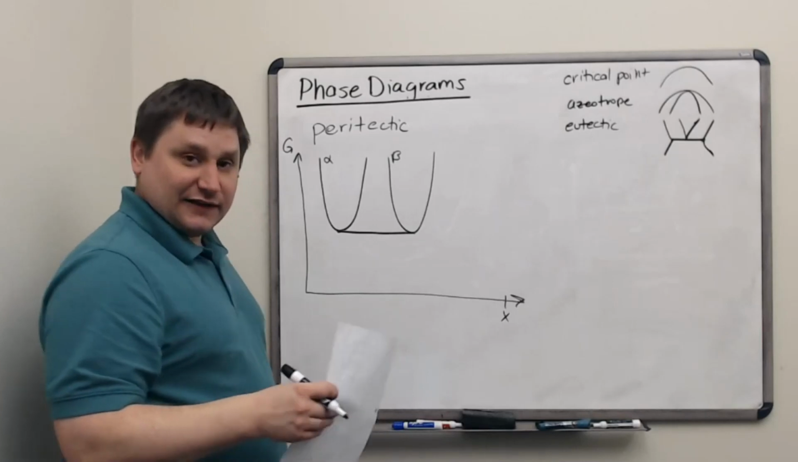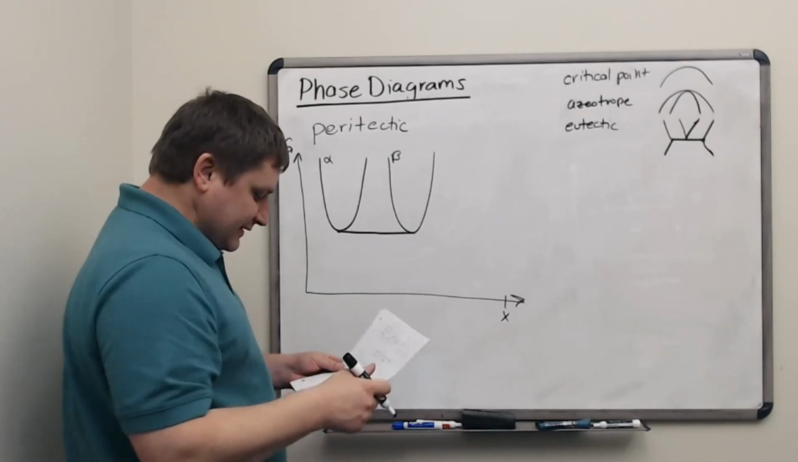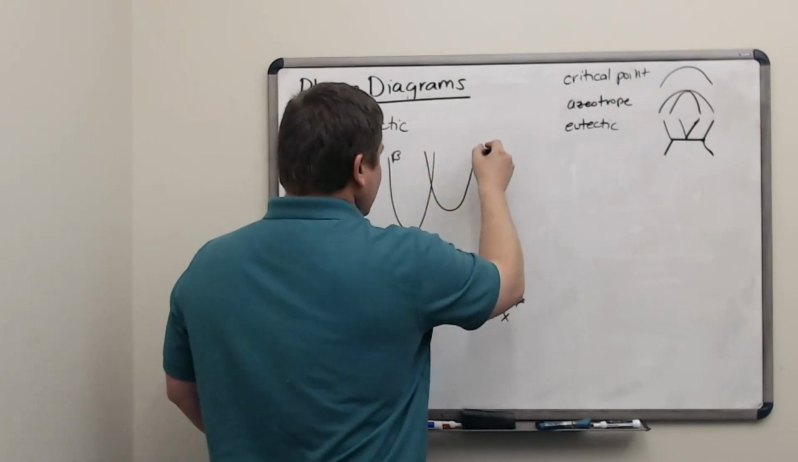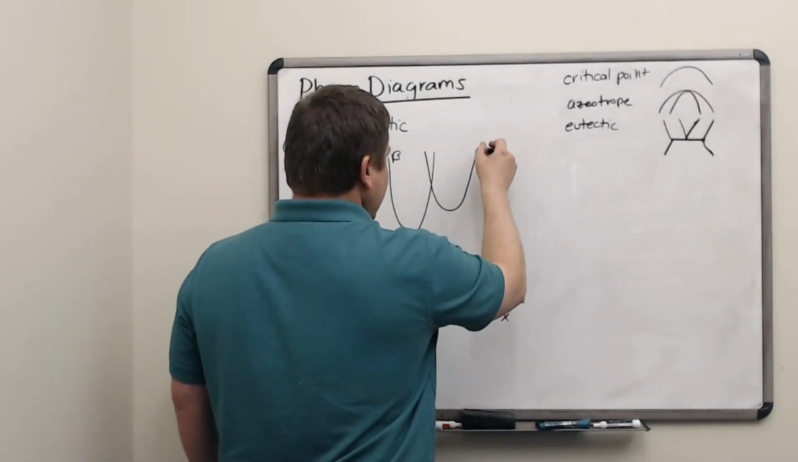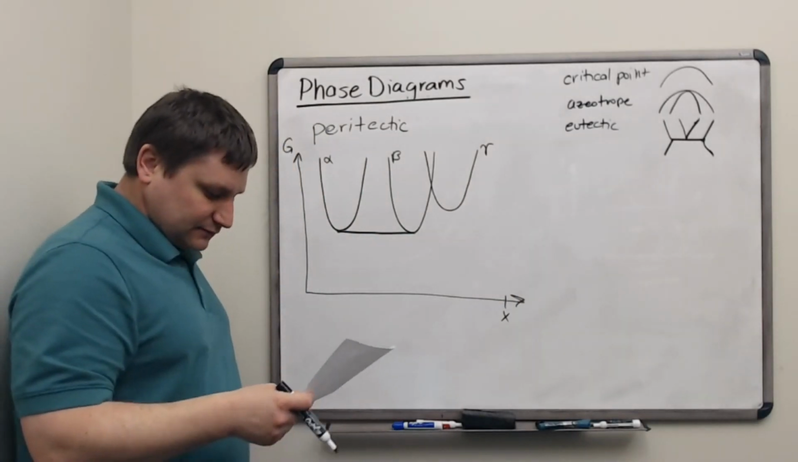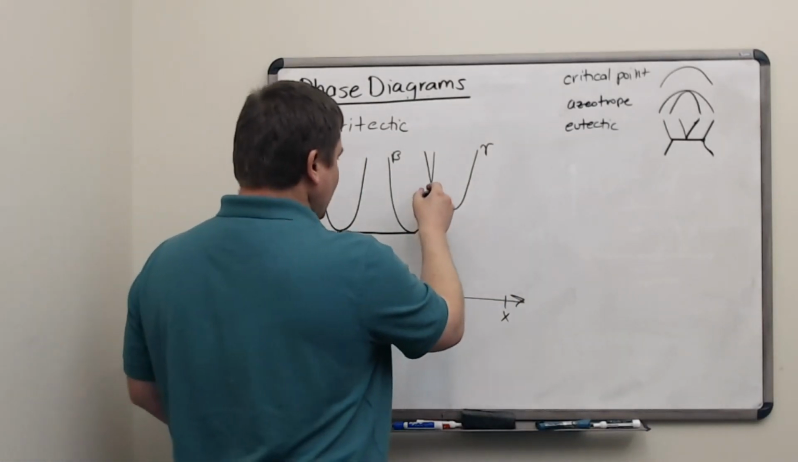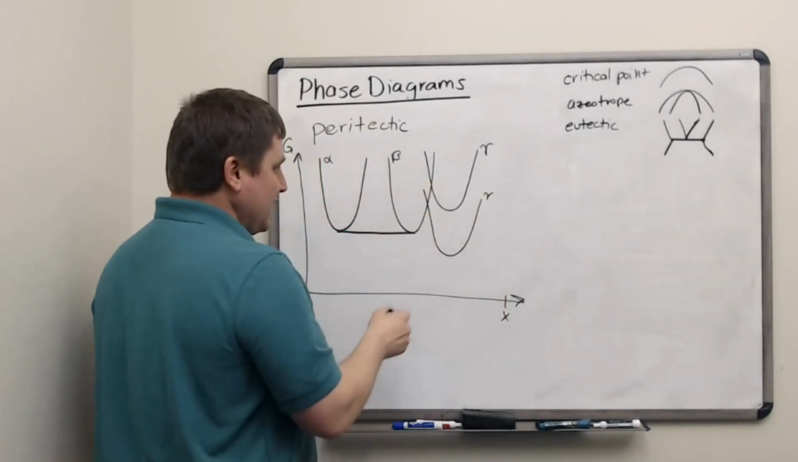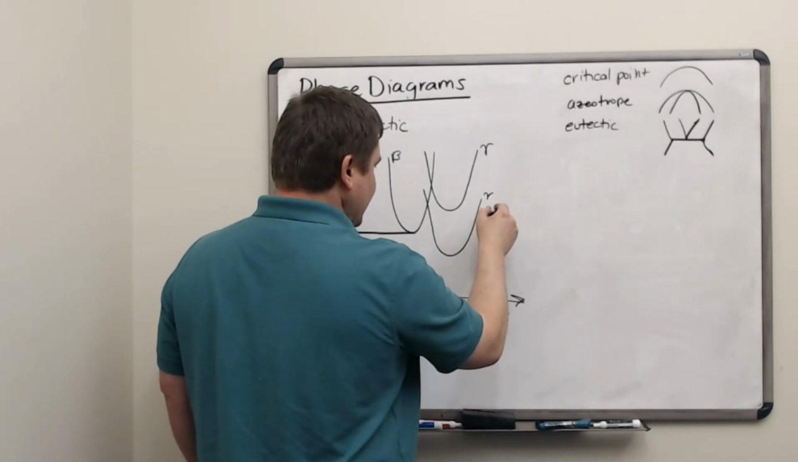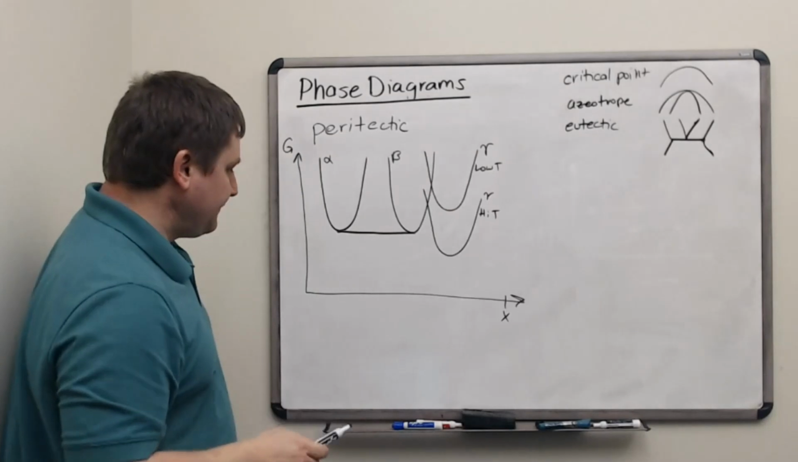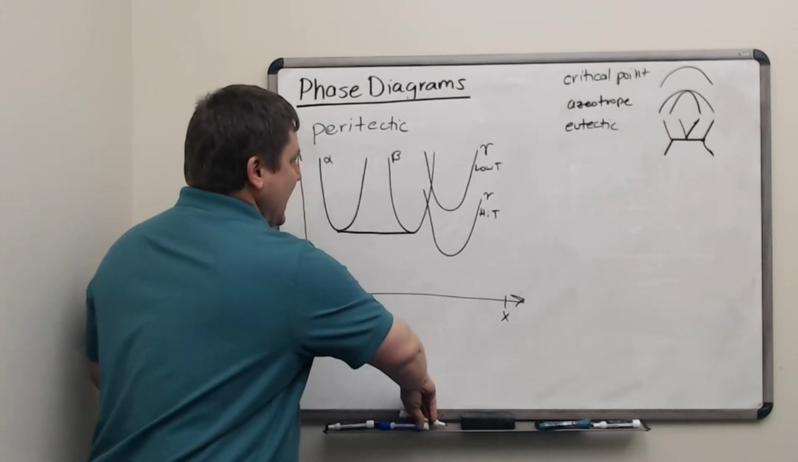So this looks just like the eutectic did originally, but the difference here for the peritectic point is that you're going to be talking about a third phase here, gamma, which is going to lower down below alpha and beta as the temperature is raised. So here is high temperature and here is low temperature. Okay, so let's consider what would happen here.